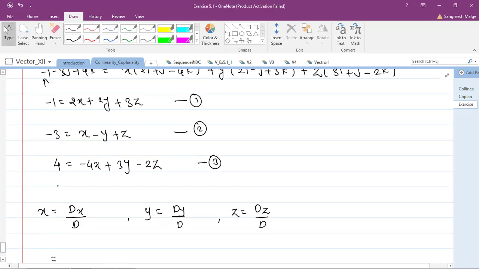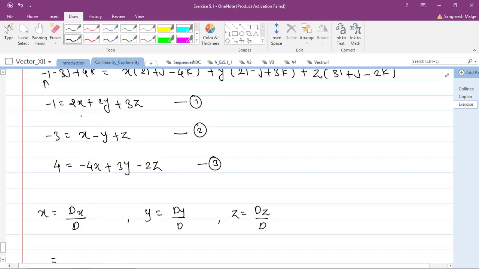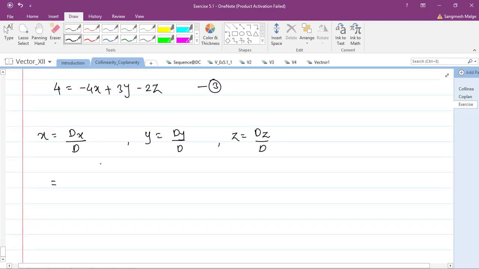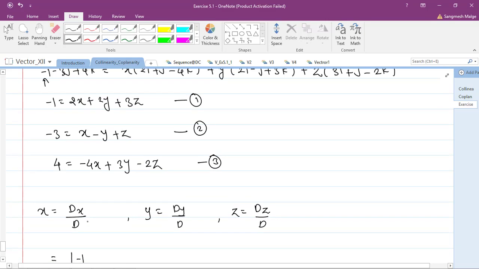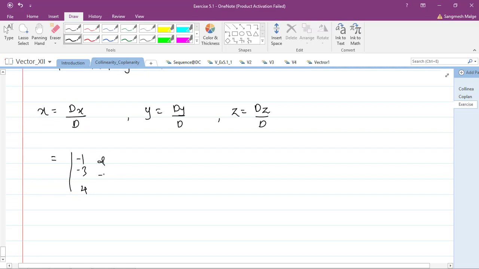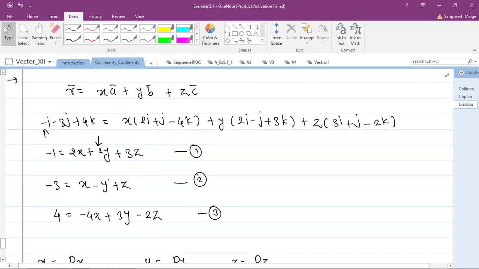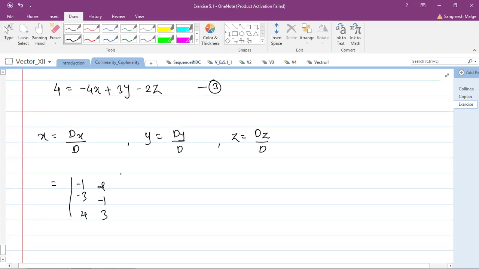So what is dx? Replace the first column, the coefficients of x, with the answers. So it is minus 1, minus 3, 4. Then the coefficients of y: 2, minus 1, 3. Then the coefficients of z: 3, 1, minus 2. What is this determinant equal to? It is minus 18. I have already calculated this.